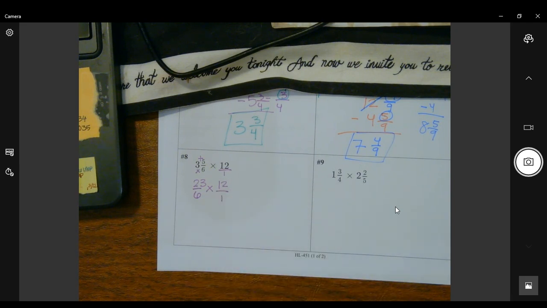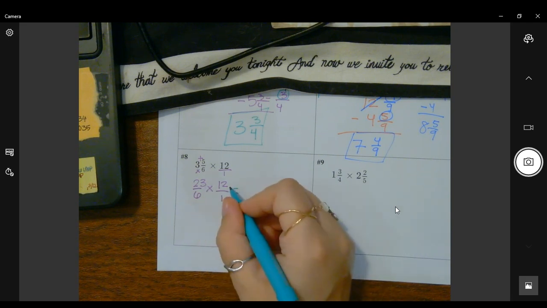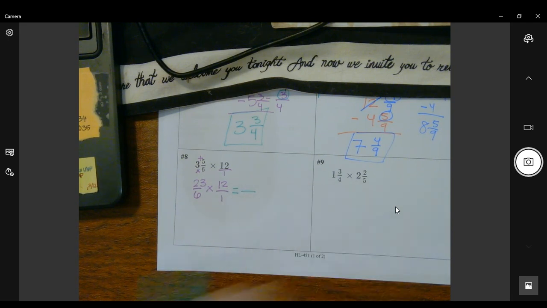Do I do keep, change, flip? No, we do not. That is only for dividing. When we're multiplying, we don't do that. But I can just multiply across: 23 times 12, and then 6 times 1, and divide it.